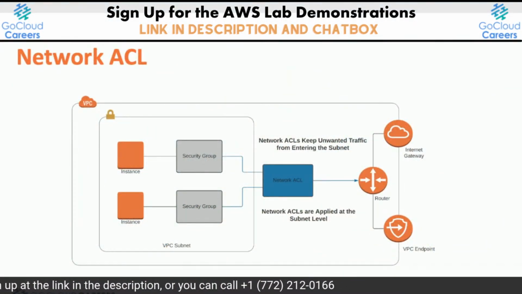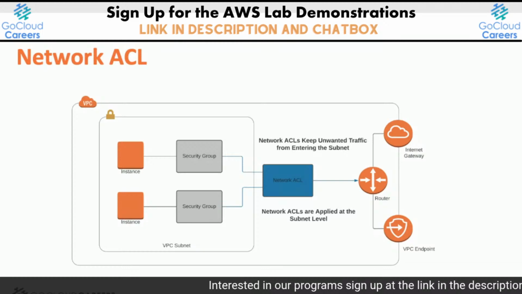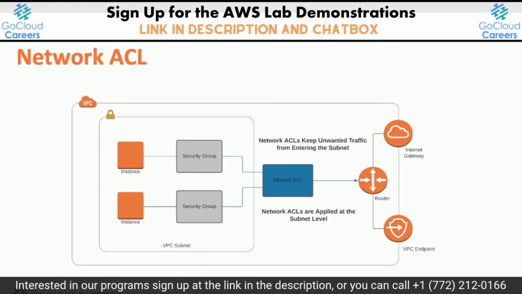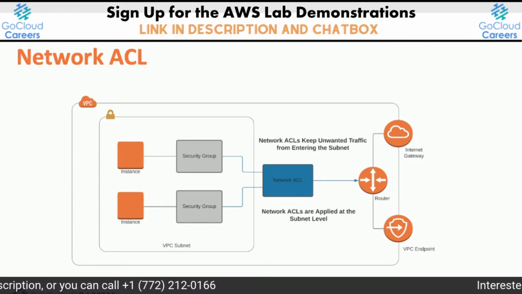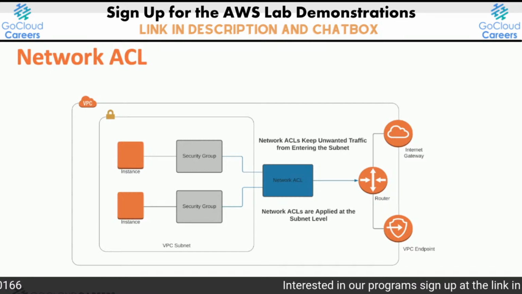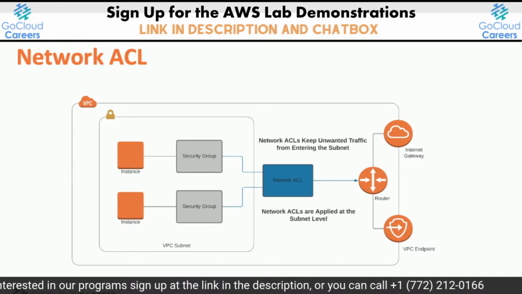Here's what we're going to see. Our network access control lists are used to keep unwanted traffic out of a subnet. And then we're going to talk about a security group, which is to keep unwanted traffic out of a host. Network access control list, unwanted traffic out of a subnet. Security group keeps traffic outside of a host. While an ACL protects your subnets, your security groups protect your host.